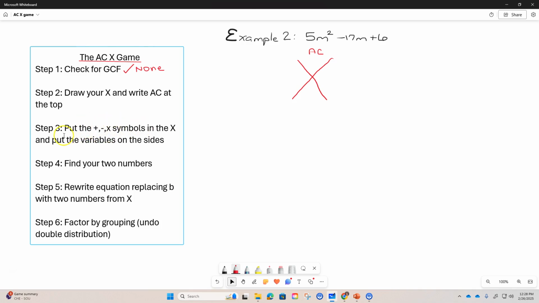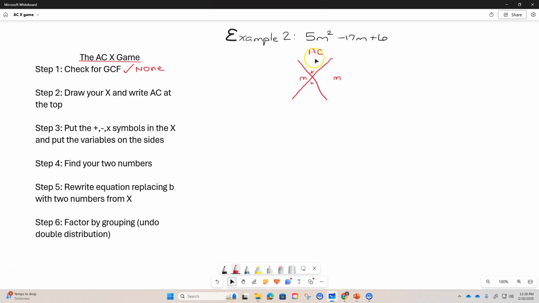And notice that there's a new step that says put the variables on the sides. So this problem has an M. So I'm going to go ahead and put my times symbol down here because we know that this is where we're going to multiply. We're going to put the plus sign down here because we're going to be adding those two numbers. And right here, I'm going to go ahead and add my M's. And the reason that I'm going to add my M's is because we're going to do different things with these two numbers than we did previously on just the X game. This is the ACX game.